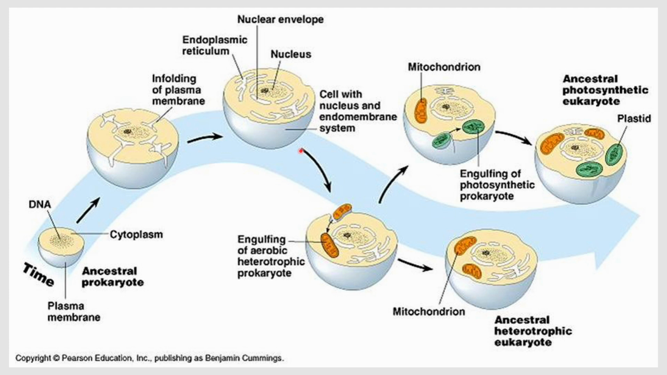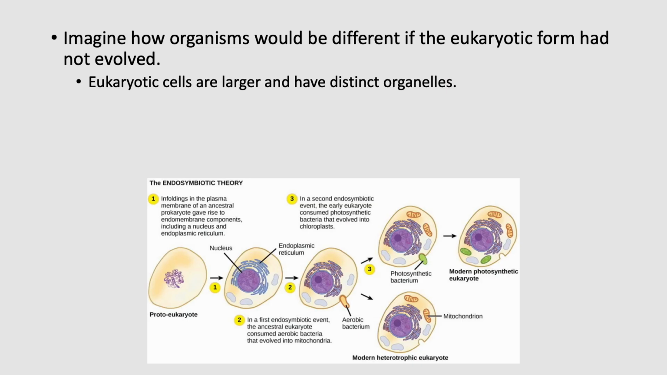Now, these simple cells then engulfed aerobic heterotrophic prokaryotes, which led to the formation of mitochondria. We also saw the engulfing of photosynthetic prokaryotes. And again, this led to photosynthetic eukarya, and the ones that didn't led to ancestral heterotrophic eukarya. So again, the absorbing of these prokaryotic cells led to the evolution of our eukaryotic cell.